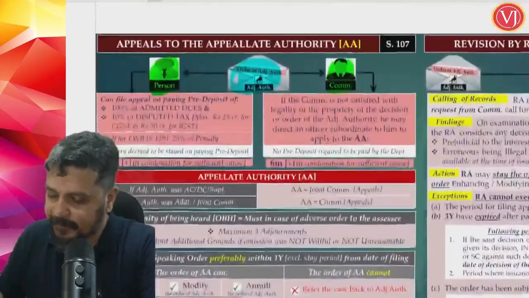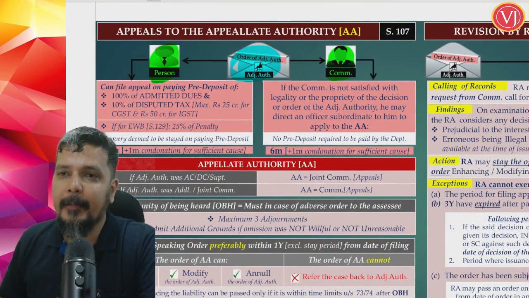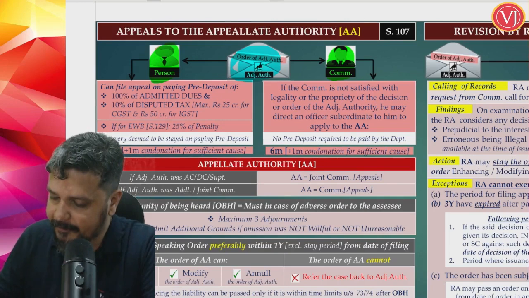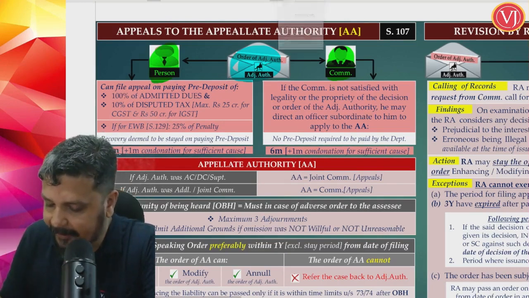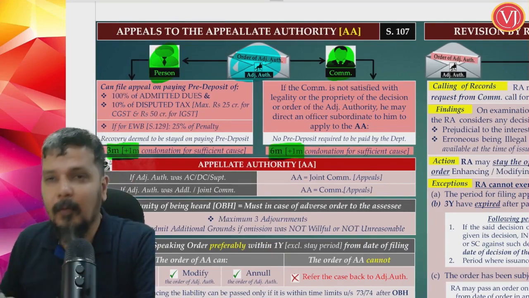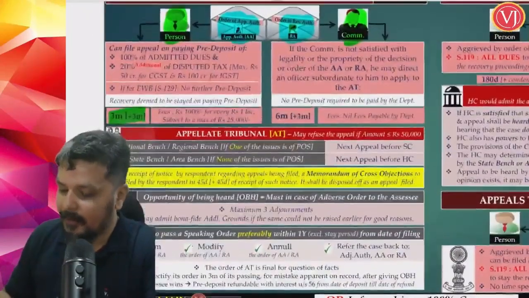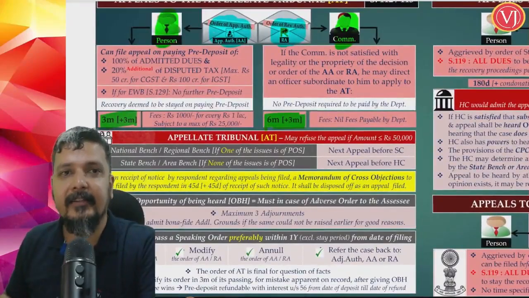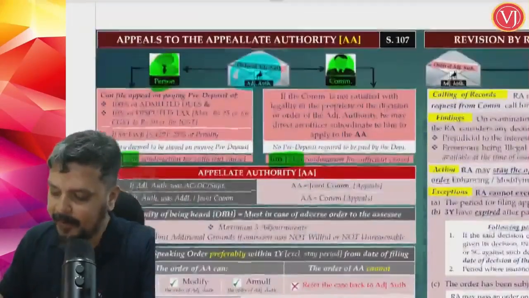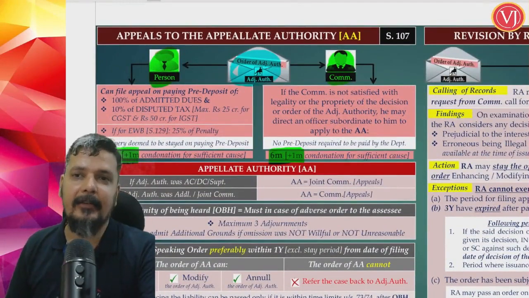Second, if the assessee is going for appeals, the time limit comparison. Let us make the time limit comparison. What is the time limit for the assessee to file an appeal? First appeals, 3 plus 1 months. For the officer, first appeals, 6 plus 1. Second appeals, for the assessee, 3 plus 3. For the officer, 6 plus 3.